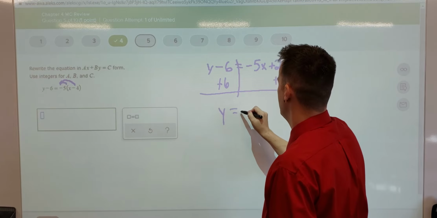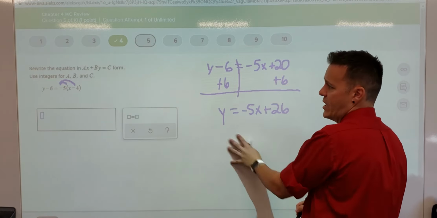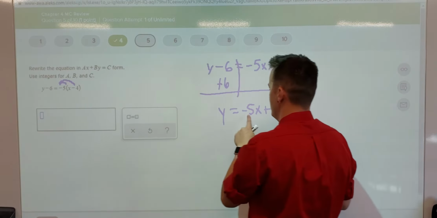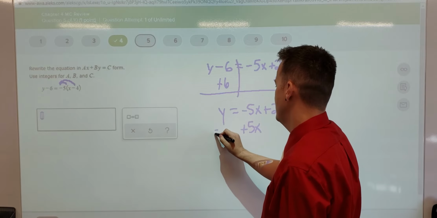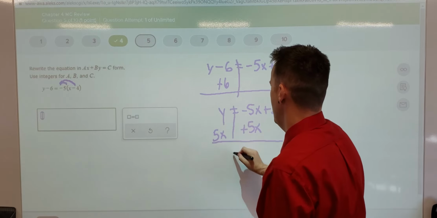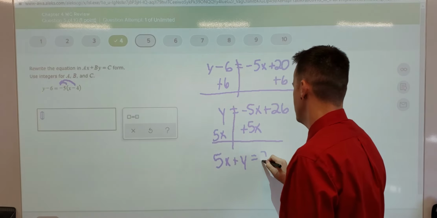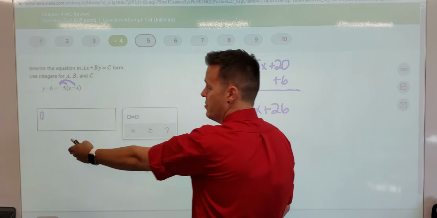It'd be y equals negative 5x plus 26. But is this what they wanted? No, they want it to be ax plus by. So the x and the y have to be on the same side. So you'd add 5x, you end up with 5x plus y equals 26. Here's your answer.